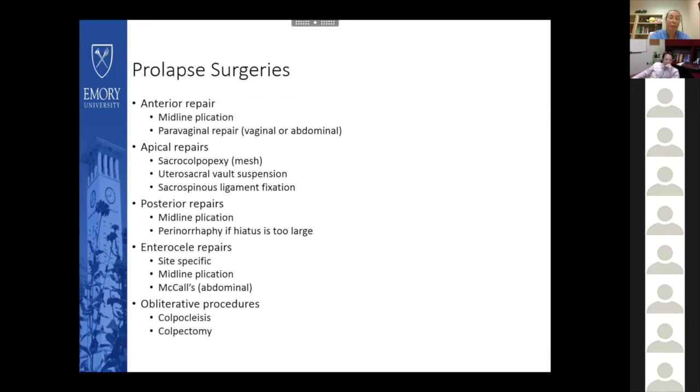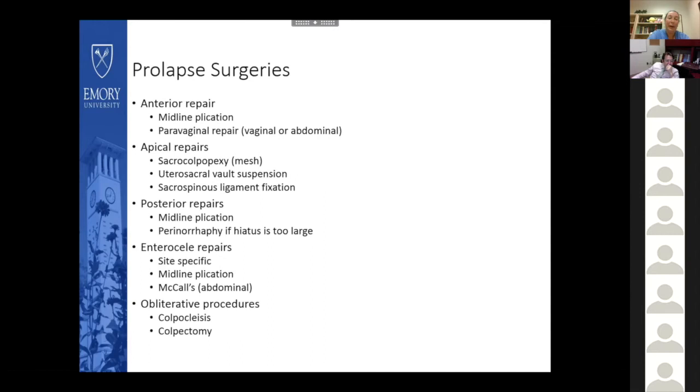Then you've got your apical repairs. So you can do a sacrocolpopexy. That is done intraperitoneal, and that does use mesh. I should mention that a paravaginal repair generally uses a graft, but I don't use mesh in that area. Some people will.